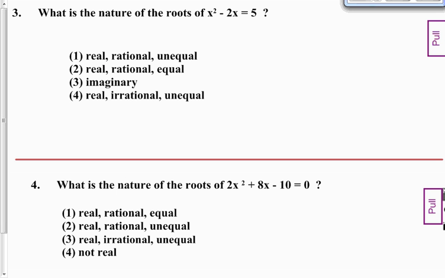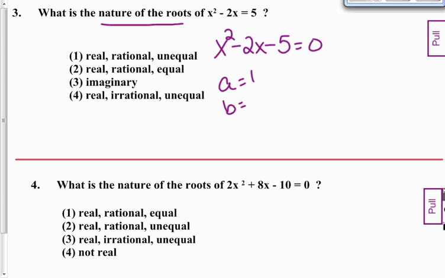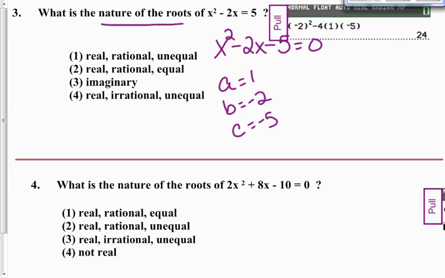Okay, so let's look at two more questions. Here we're asking again the nature of the roots. So I know I need to use my discriminant. x squared minus 2x equals 5. I need to bring that 5 over to the left. So really, it's x squared minus 2x minus 5 equals 0. So a is 1, b is negative 2, and c is negative 5. When I put that into b squared minus 4ac, I get 24 as my discriminant. 24 is a positive non-perfect square, so my roots are real, irrational, and unequal. Choice 4 in this case.